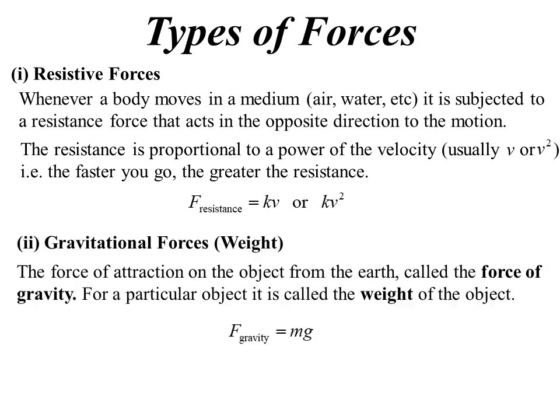Okay. We have gravitational forces, also called weight. So the force of attraction from the Earth, or any object for that matter, but from our Earth we call it the force of gravity, and it's the weight of the object. There is a big difference between weight and mass, of course. Force of gravity then is just mg, mass times acceleration.